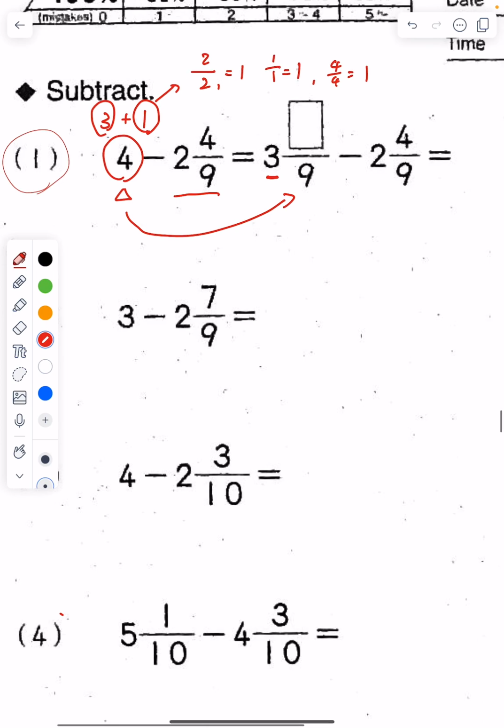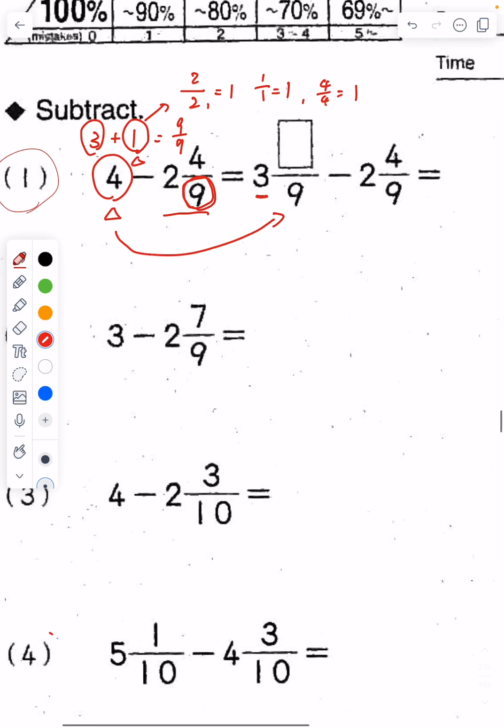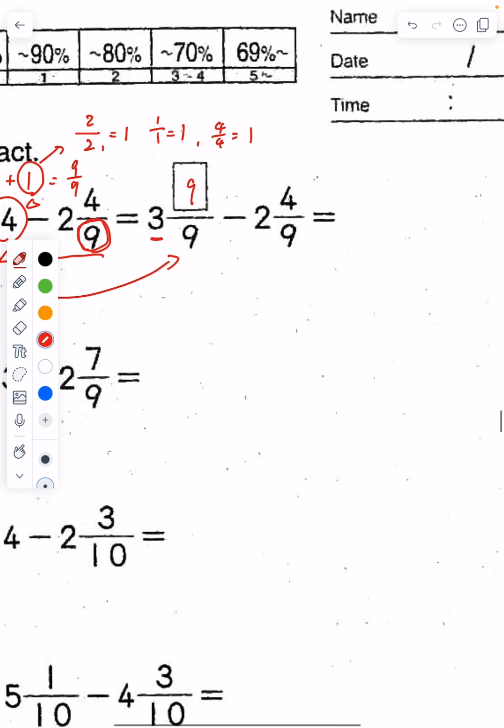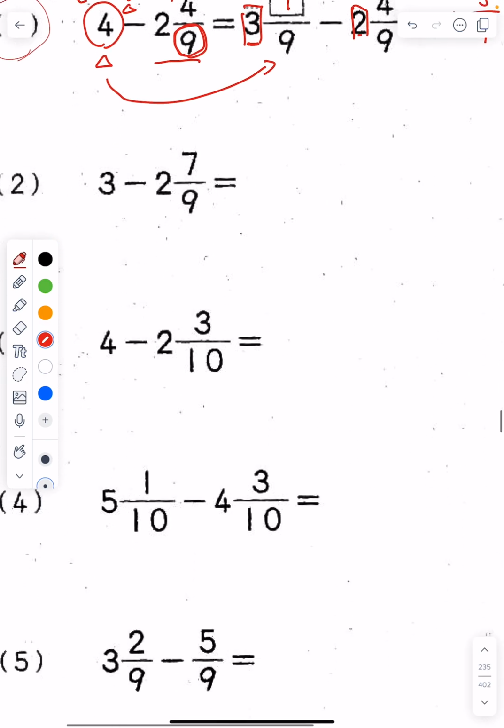So the objective over here, or our goal over here, is to see, okay, what do I have as the second fraction's denominator? In this case, it's going to be 9. So we're going to change this 1 into 9 over 9. That will still give me the 1, right? That's why this one becomes 3 and 9 over 9. Now it becomes pretty obvious. I can just use the whole number, subtracting another whole number, which gives you the 1, and then 9 subtract 4, which gives you the 5. Keep your denominator, the answer will be 1, 5 over 9.